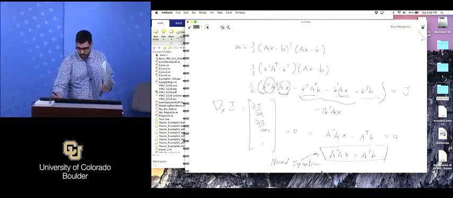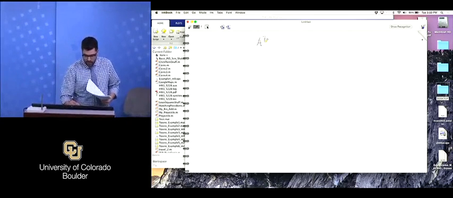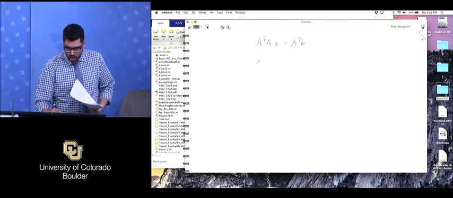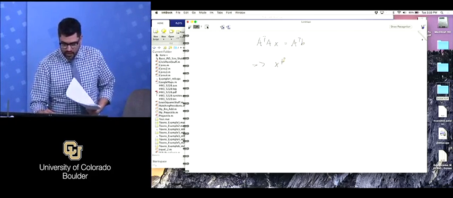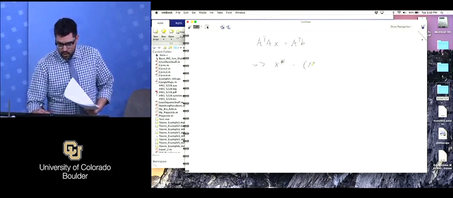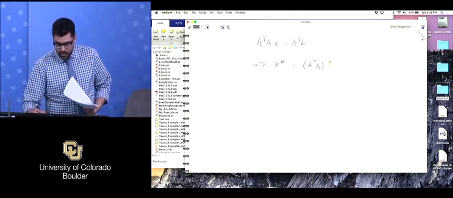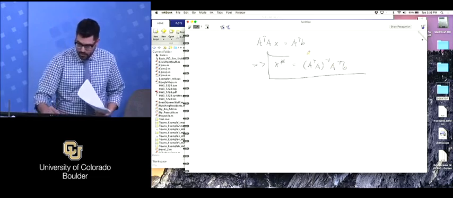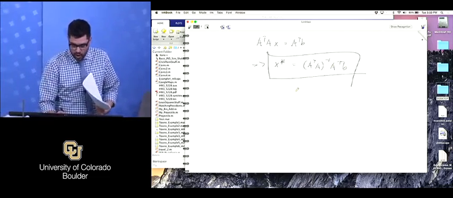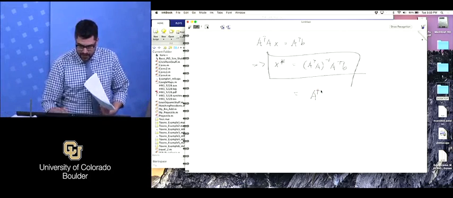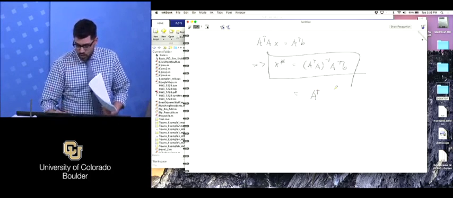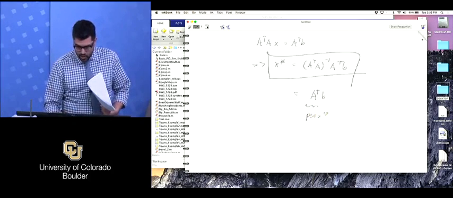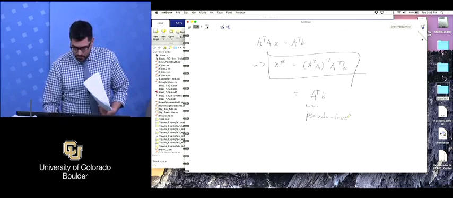Now, let's solve for x. So, we're back to A transpose A x equals A transpose B. So that gives us x star equals A transpose A inverse A transpose B, which is also written as A dagger B, where this is known as the pseudo inverse.